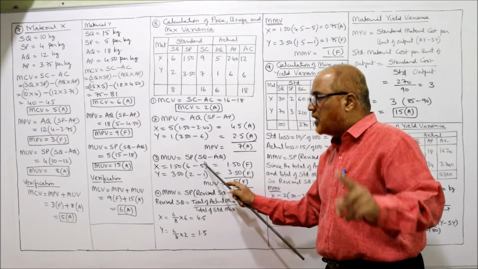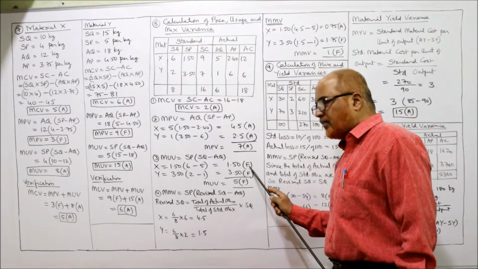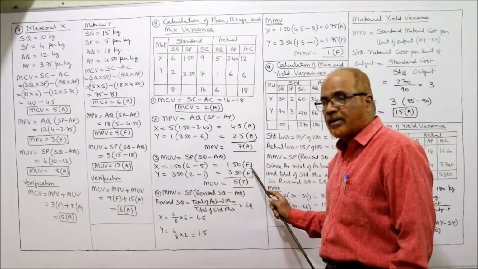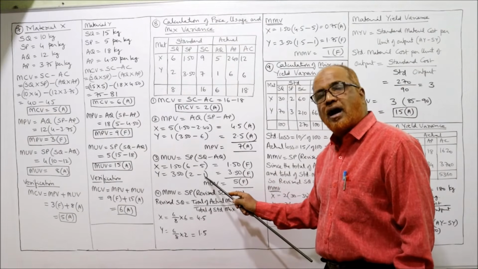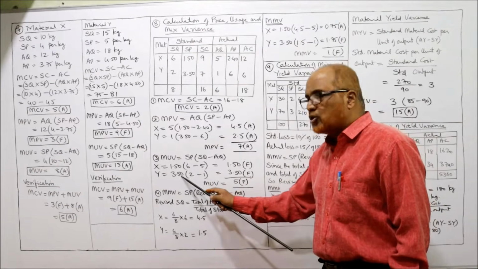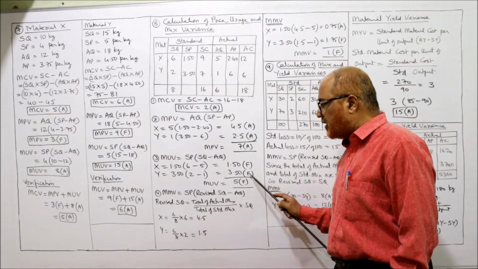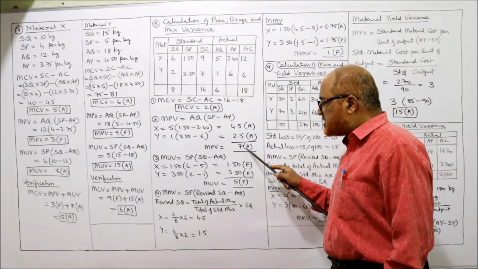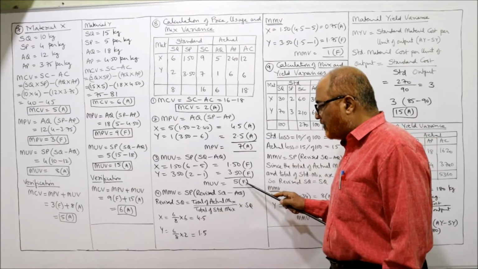Positive means favorable. So 1 into 1.5, 1.5 favorable. In bracket, if you get positive, write down favorable. Here 2 minus 1, again you are getting positive. So 1 into 3.5, 3.5 favorable. Add up 3, 4, 5 favorable. So we got MPV 7 adverse, we got MUV 5 favorable.